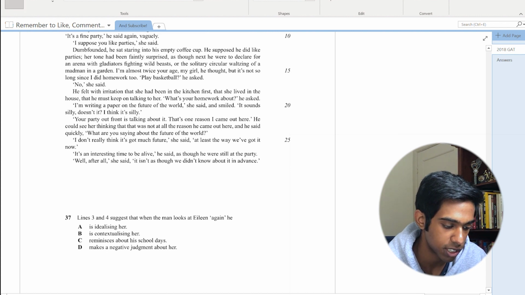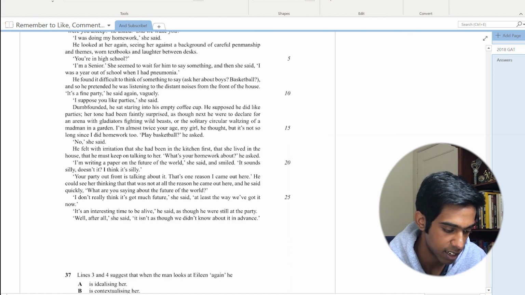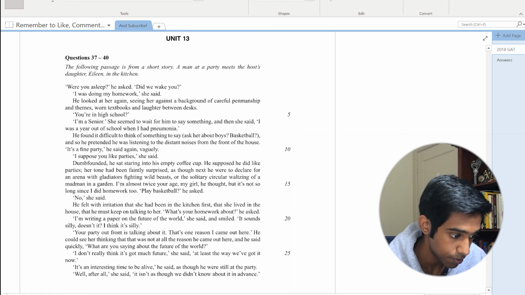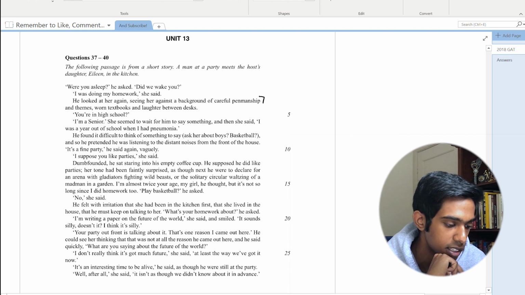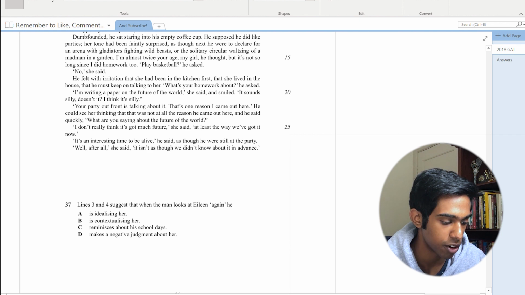Lines 3 and 4 suggest that when the man looks at Eileen again, he is... So we'll have a look at 3 and 4. That's here. "Were you asleep?" he asked. "Did we wake you?" "I was doing my homework." He looked at her again. So in my opinion, this is sort of him looking at her properly.